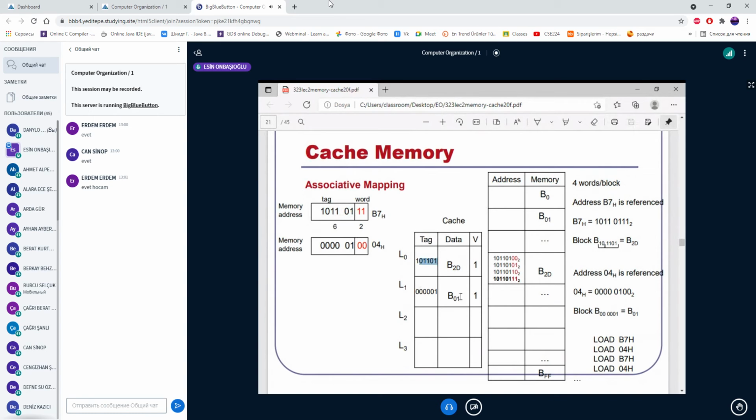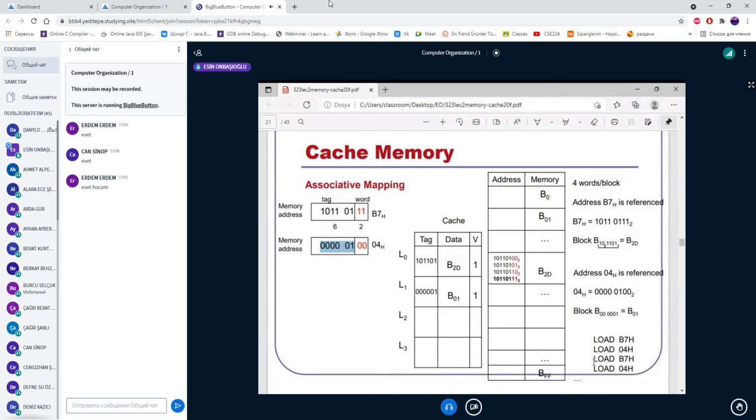Now, after that, the CPU is trying to access address 04. That is in block 01. So, go to the cache. Let's assume that line 1 is free. So, place block 01 here. Again, the tag is without the line field. The tag is this part.